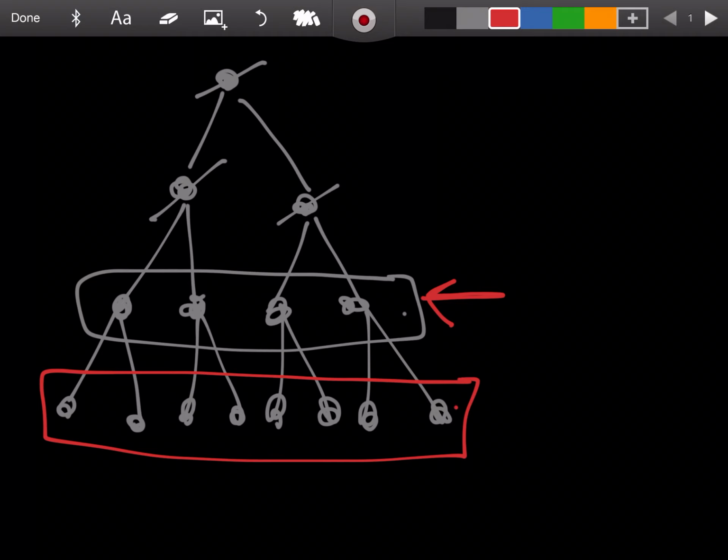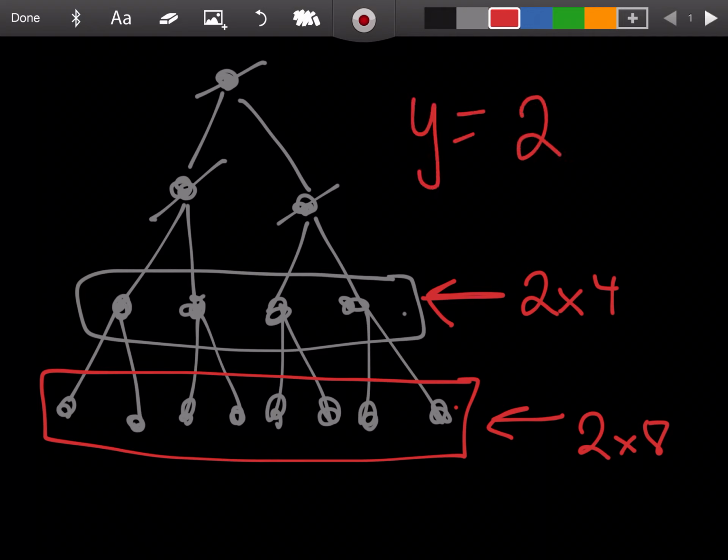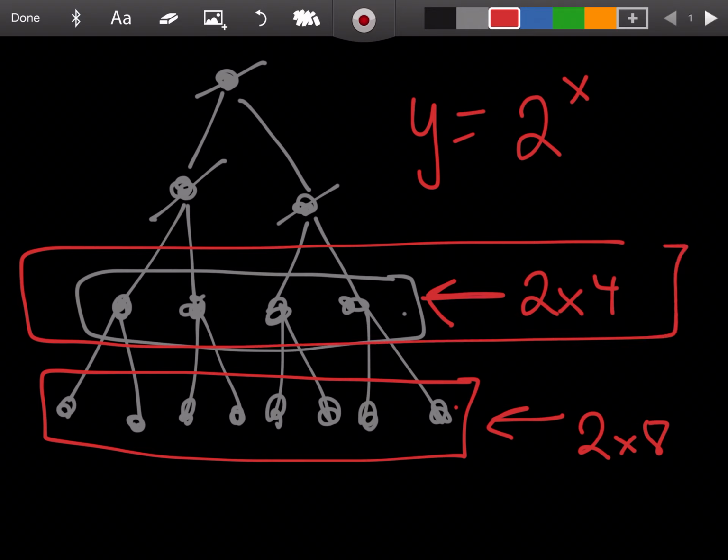And then we know in the next step, it's going to be proportional to this level, so it's going to be 2 times 8. The next step is going to be whatever x is times 2, right? So in this case, this is a simple y equals 2 to the x kind of function. Each level represents, let's say, a new generation, and it's defined by this function over here.